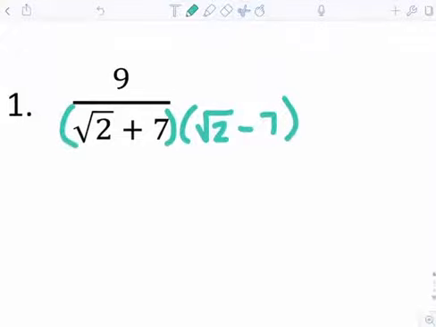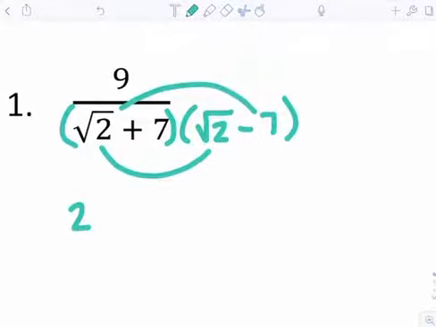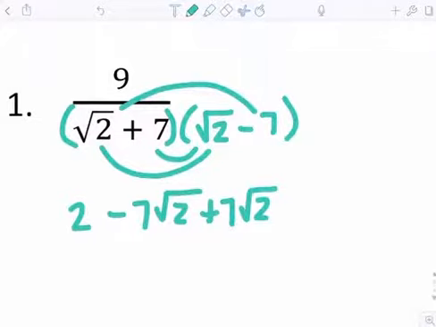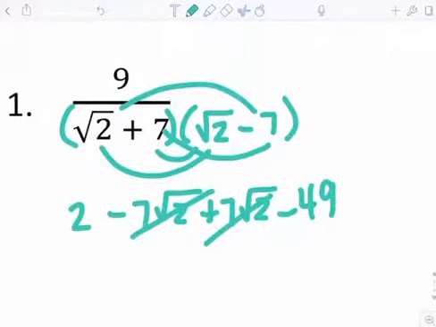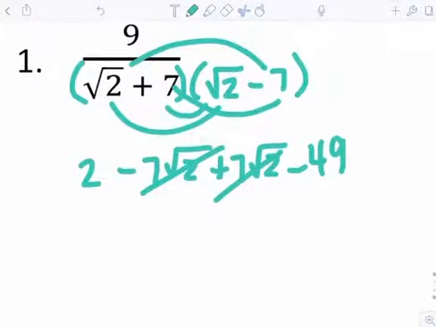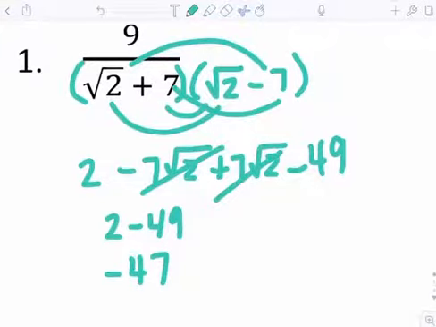So essentially, I need to FOIL this out. So this becomes root 2 times root 2. We know that a radical times itself just becomes 2, right? The radical goes away, you're left with the number inside. So that's 2. Then I have root 2 times negative 7. That's negative 7 root 2. Then I get positive 7 root 2. and then I get negative 49. Now notice that these cancel out, right? I am literally not left with a radical anymore. And then you have 2 minus 49, which is negative 47.